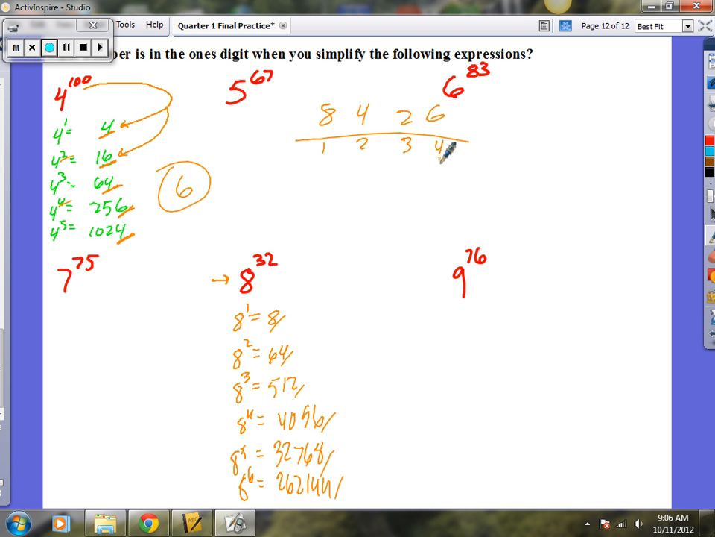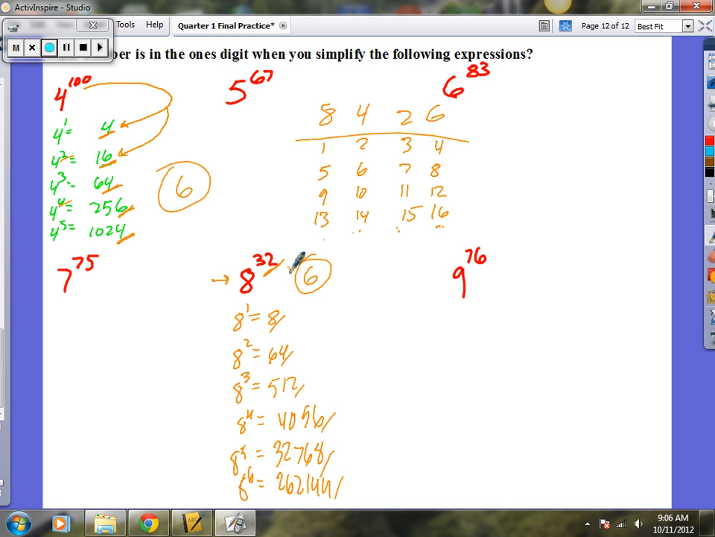8 to the 4th ends in 6, and it's going to repeat. So 8 to the 5th, 6th, 7th. 8 to the 8th ends in 6. 8 to the 9 ends in 8. 8 to the 10 ends in 4. 8 to the 11 ends in 2. 8 to the 12 ends in 6. It's going to cycle through this pattern. 8 to the 13, 14, 15, 16. So if I need to end up at 32, I can just keep counting, 17, 18, 19, 20, and so on up to 32. So 8 to the 32 ends in a 6.